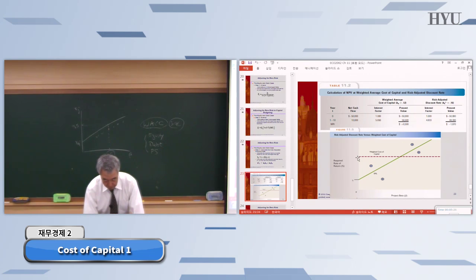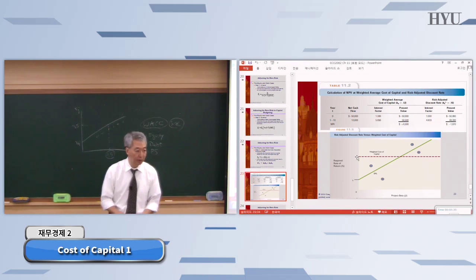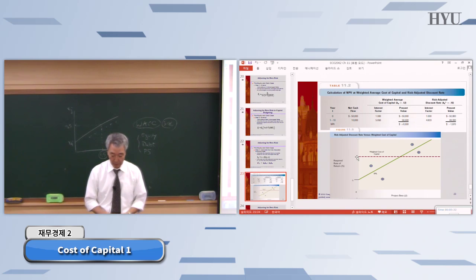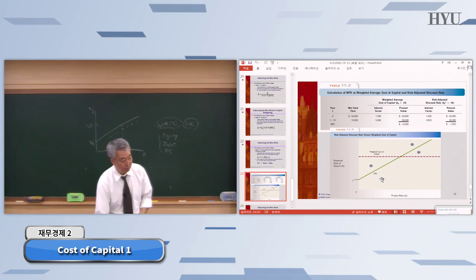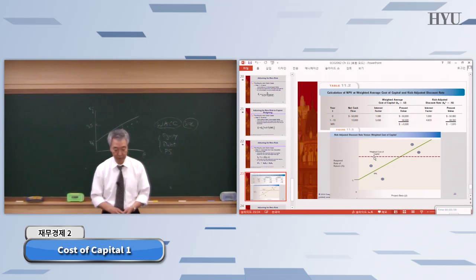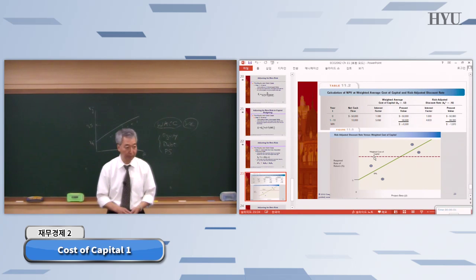If you use just one single WACC to evaluate any project, then according to that rule, projects 1 and 2 will be rejected because their rates of return are below this WACC, and projects 3 and 4 will be accepted, because their rates of return are above this red dotted line, which is WACC. Do you understand that idea?